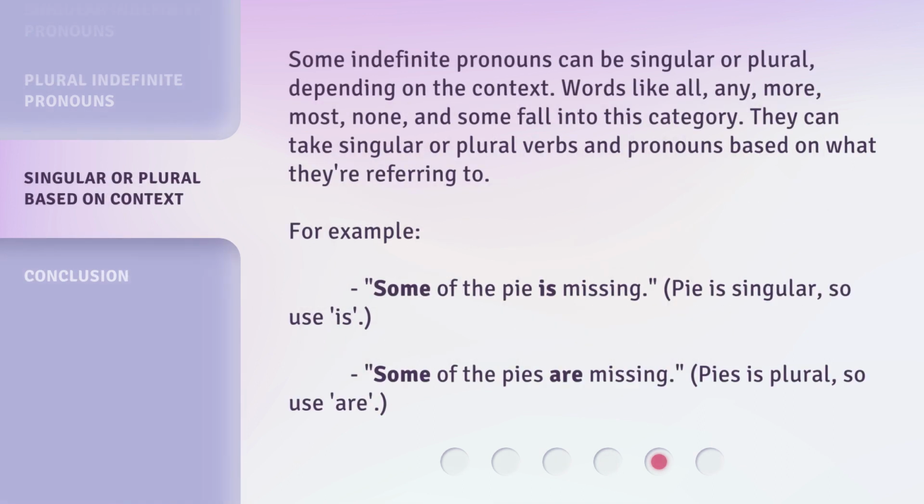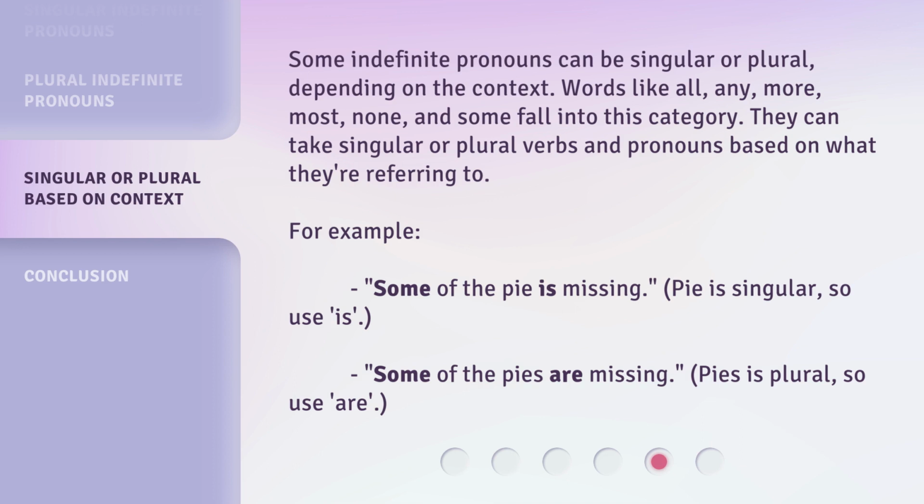Some indefinite pronouns can be singular or plural, depending on the context. Words like all, any, more, most, none, and some fall into this category. They can take singular or plural verbs and pronouns based on what they're referring to.